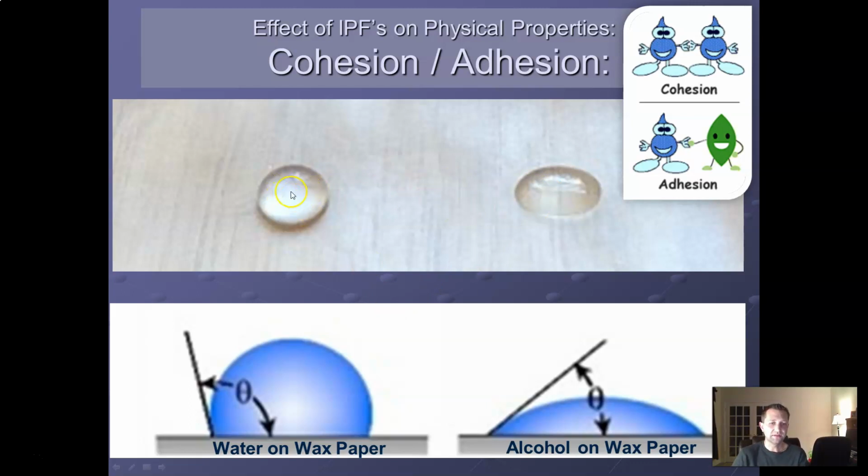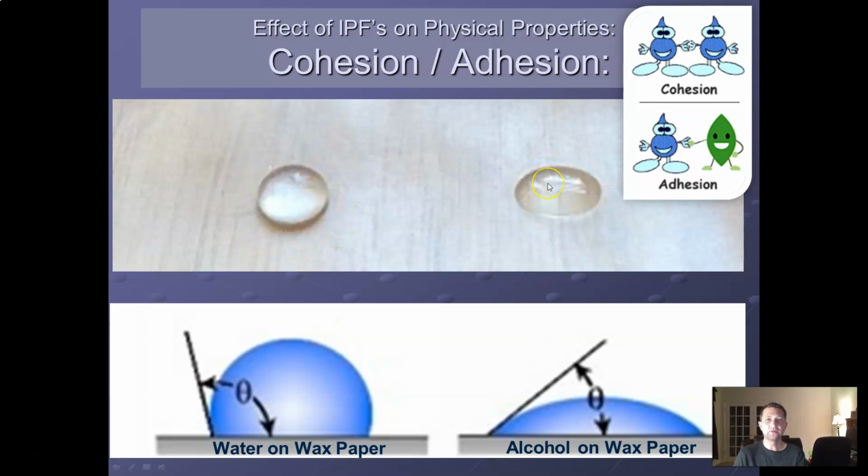So you can see the liquid on the left is water, okay? Water is very polar, we know that. Wax paper is very nonpolar. So the water is going to try to get away from that wax paper as much as it can. It can't get away from it completely. It can't hover over the paper, right? It's going to get away from it as much as it can and bead up very well. So it's trying to be very cohesive here and not very adhesive.